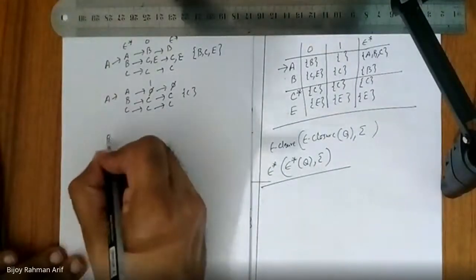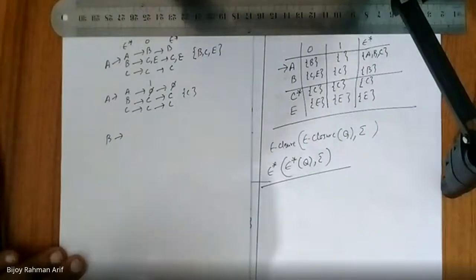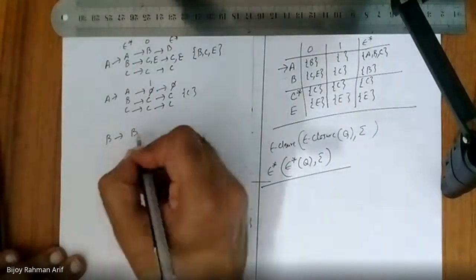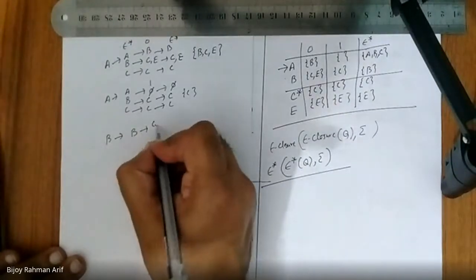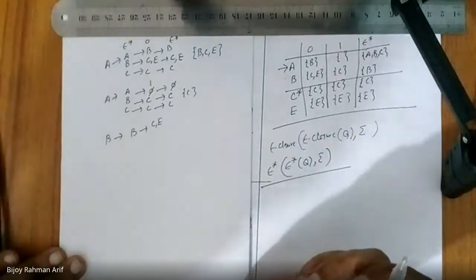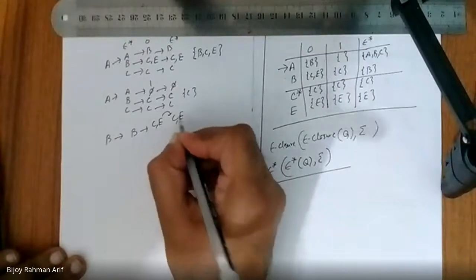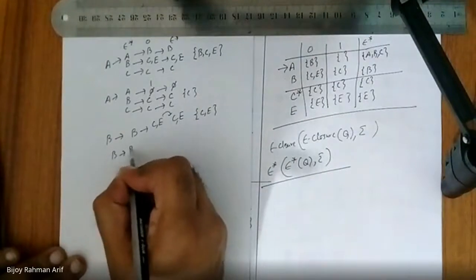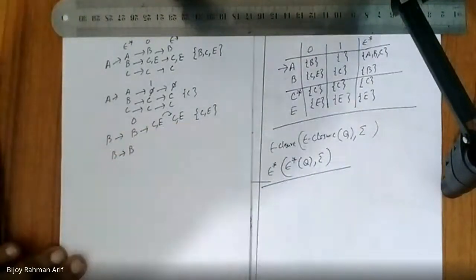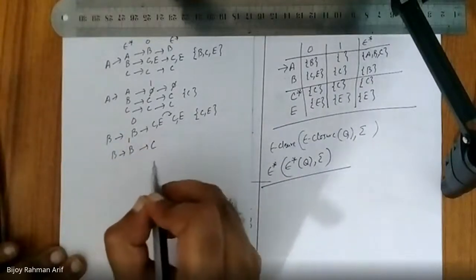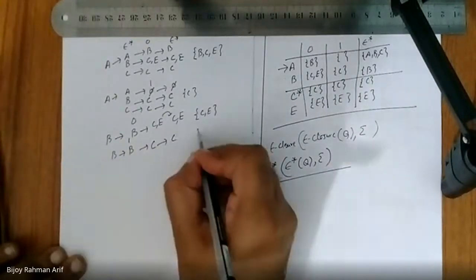Let's take B now. B's epsilon closure is B. B on 0 goes to C and E. Now C's epsilon closure is C, and E's epsilon closure is E, so CE. This is for 0. Now B on 1 goes to C. C's epsilon closure is C. So it is C.